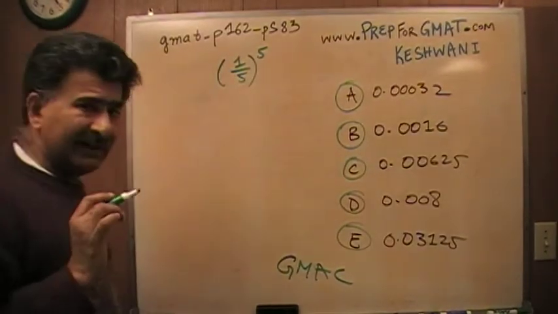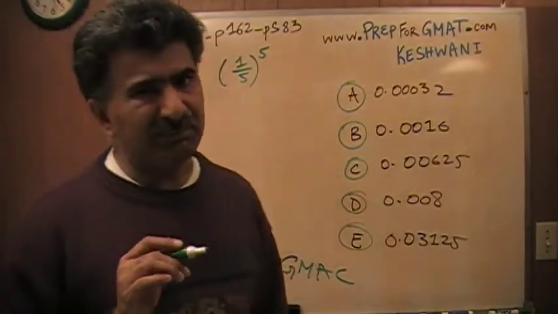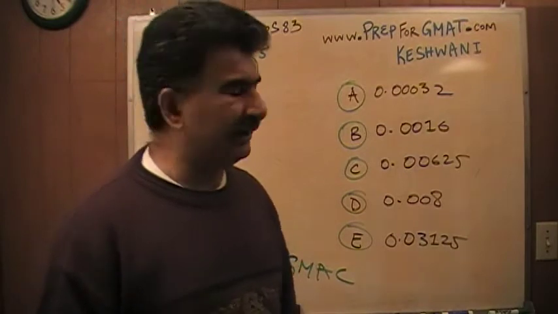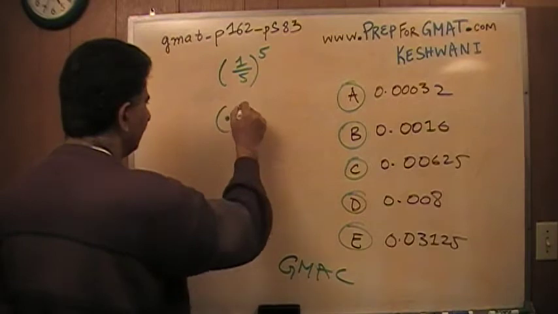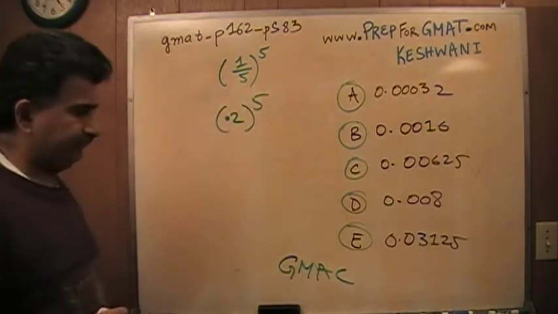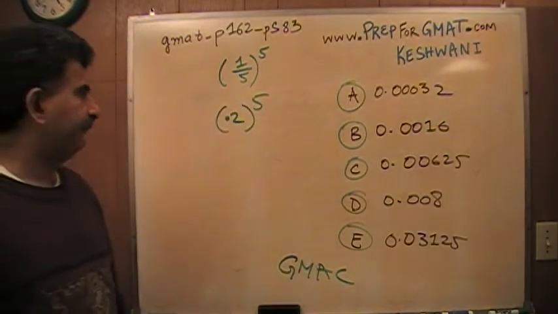Having said all this, of course there are some basic things that you have to know. For example, here I have to know that 1/5 equals 0.2. I have to know that, otherwise I will not go anywhere.